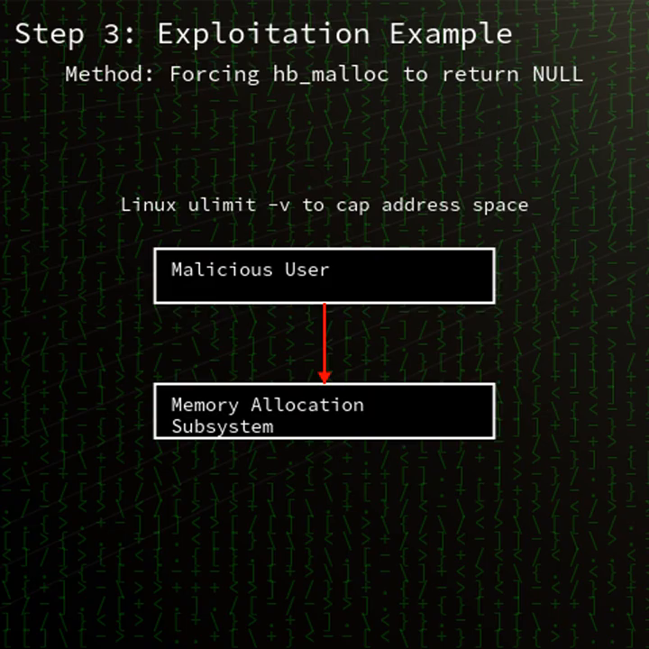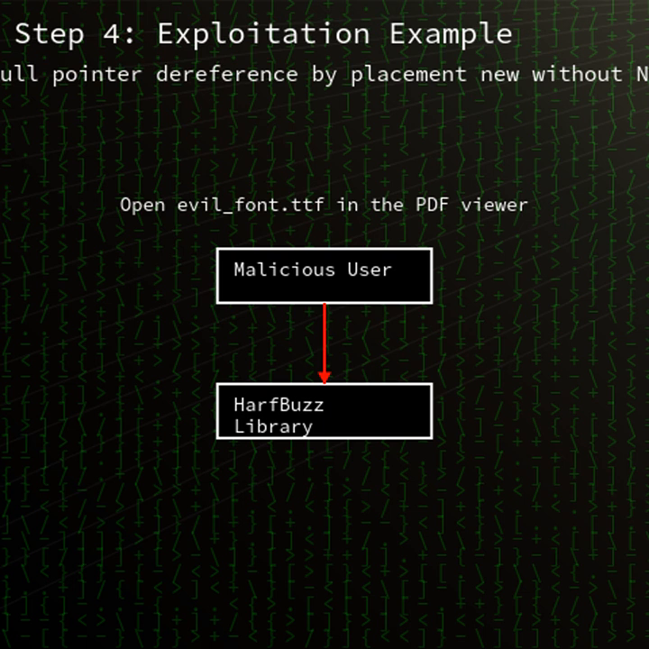CVE-2026-22693 is classified under CWE-476, null pointer dereference. When a function fails to verify the result of a memory allocation call, it may proceed to use a null pointer. In HarfBuzz's case, this leads to undefined behavior and a segmentation fault, effectively causing a denial of service condition in any process that hits the flaw.